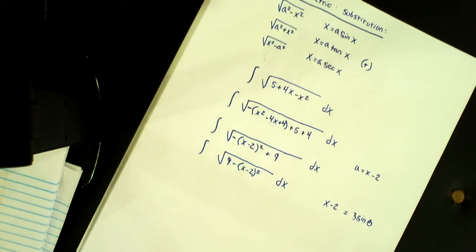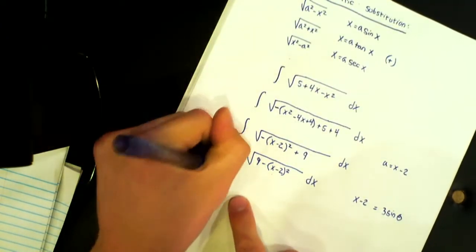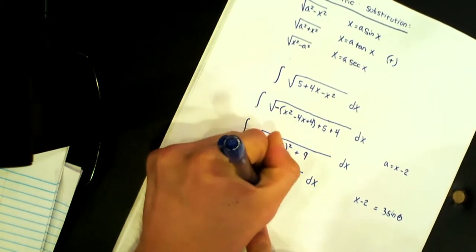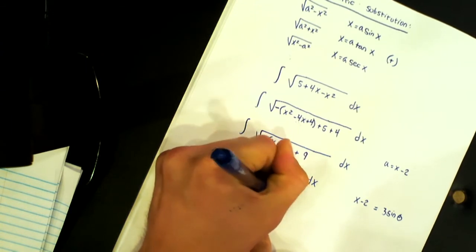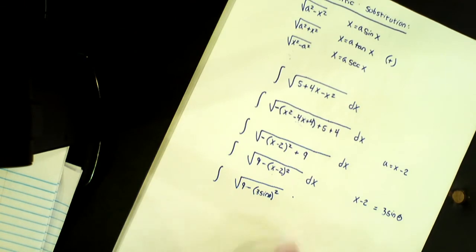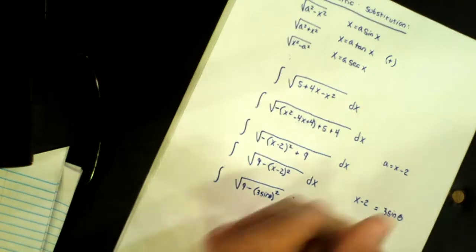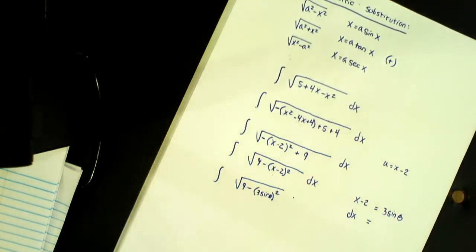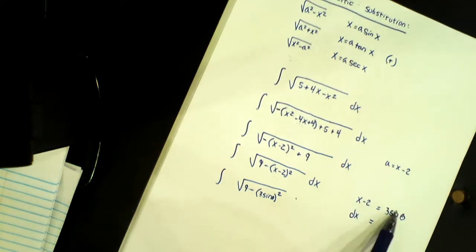All right, so subbing in, we get 9 minus 3 sine theta squared. And then now we still have to do our dx. And what would that equal? Just from this top term here. We could even add the 2 over. The 2 wouldn't matter.